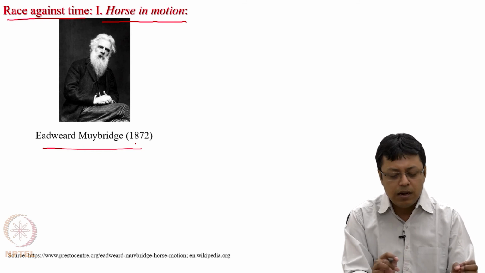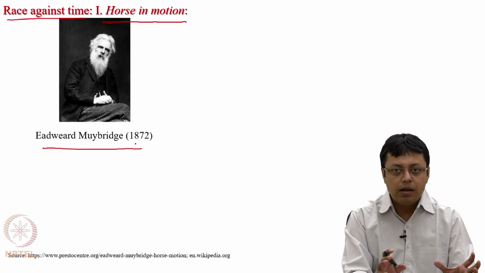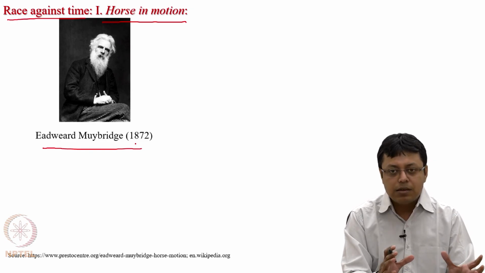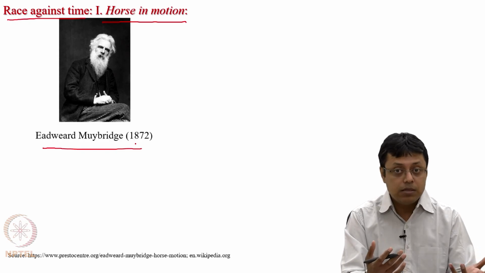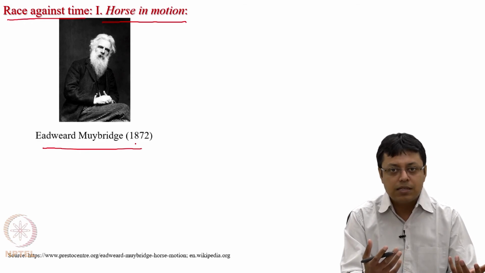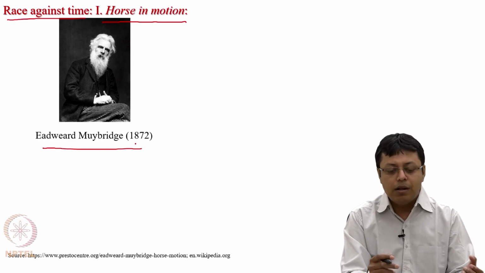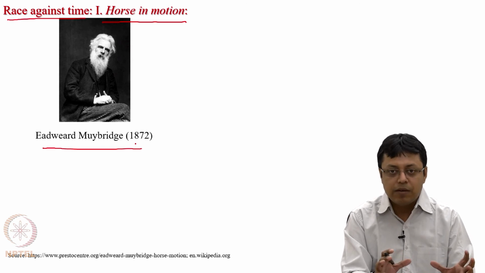He was a journalist, Edward Muybridge, and he was asked by the mayor in San Francisco to do an experiment which actually proves whether, when a horse runs, you get a moment at which all four legs of the horse are in the air, or whether the horse always touches the ground with at least one of its feet. Now, this is a very complicated problem if you think that it was 1872.